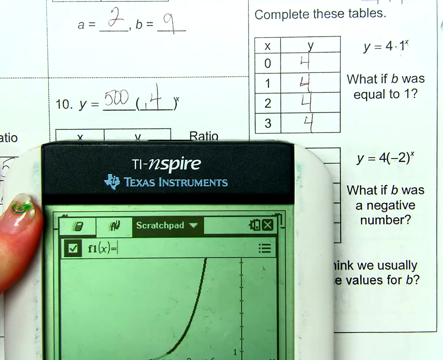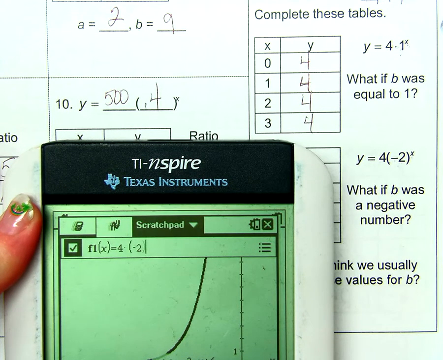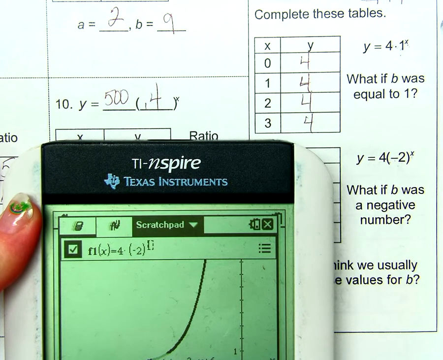So it's 4 times negative 2 raised to the x power.